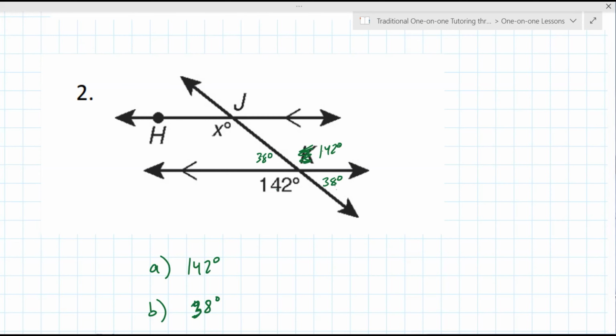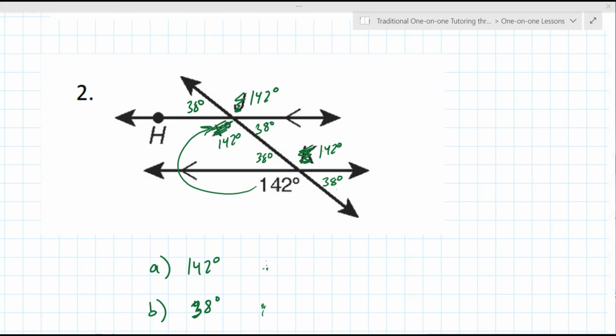So when it comes to this transversal cutting these 2 parallel lines, this 142 corresponds to the X, but the 2 angles also have to add up to 180. See how this 142 and 38 add up to 180. If you put a 38 degrees there, it also adds up to 180. Then this J would be 142 because these 2 have to add up to 180, and this is 38 degrees because these have to add up to 180. My point is that there are only 2 answers; it's either one number or the other.